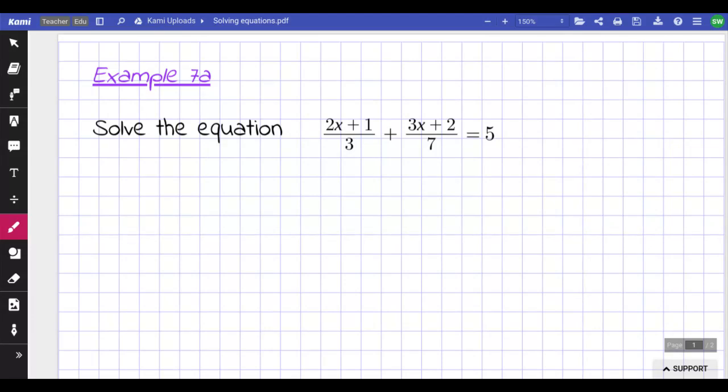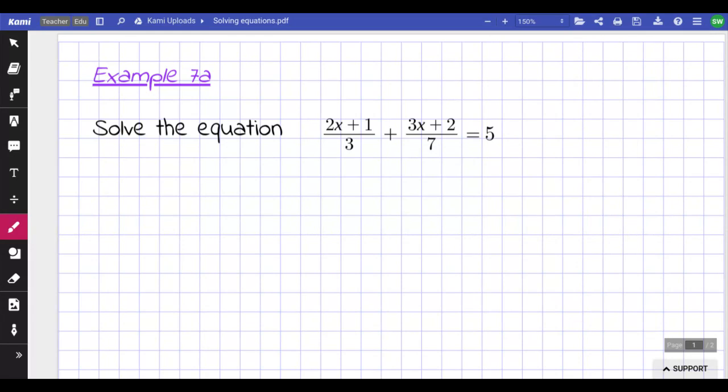Hello and welcome to a set of 3 examples on solving equations with fractions in them. So you do need to remember some of your basic fraction work with numbers to help us solve these equations. The first thing that we're going to do here is to collect the expressions on the left-hand side of this equation into a single expression, and we'll do that by finding a common denominator.